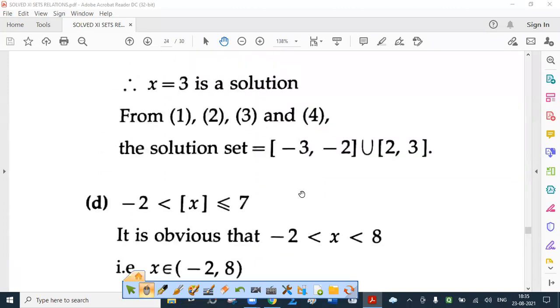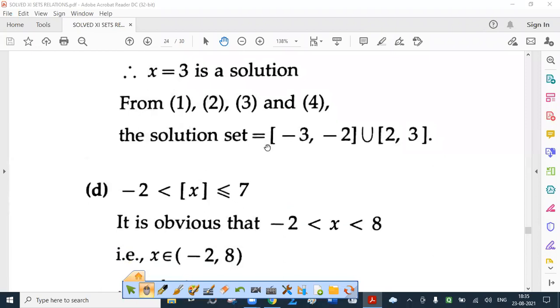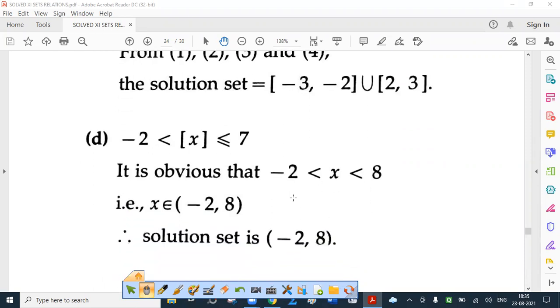Now combine all the 5. So we get what? Solution set: closed interval minus 3 to minus 2 union closed interval 2 to 3. Is that clear? Okay. I think the solution of D part is also there. Let me explain. See, after the explanation, if any problem, I'll definitely answer that query. But my request will be, please listen to the recording, maybe tonight or tomorrow morning.